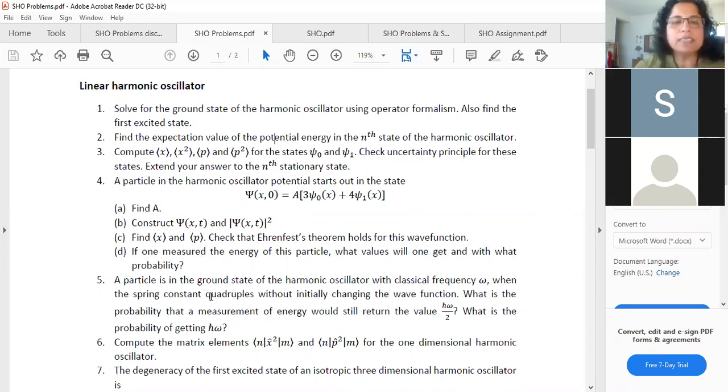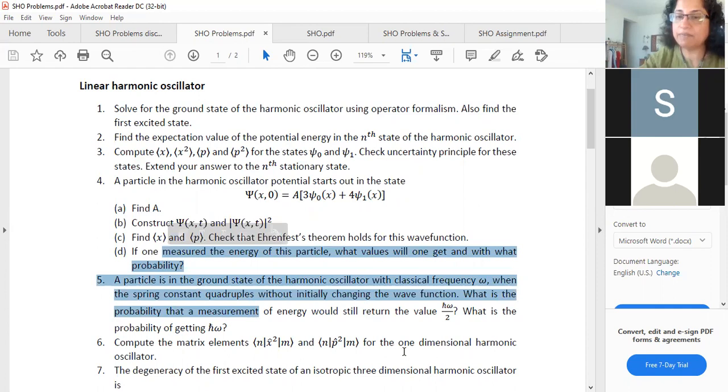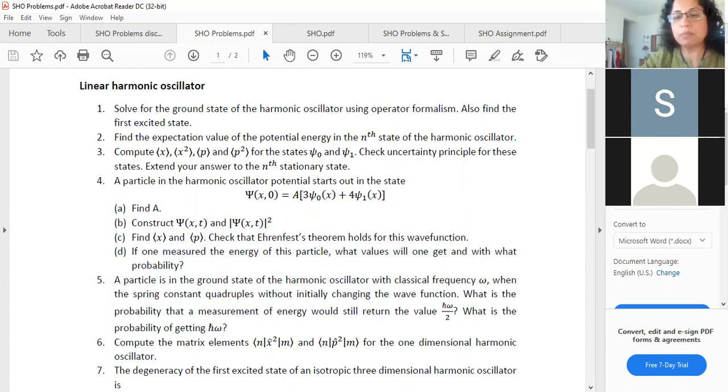Now let us go ahead and look at the fifth problem. And the fifth problem, what does it say? That the particle is in the ground state of the harmonic oscillator with classical frequency omega, when the spring constant quadruples without initially changing the wave function. So now what is happening is that your spring constant is becoming 4 times, right? So let's just have a look at how this problem will be solved. I will again leave you to solve this problem, but let's just have a small discussion on it.